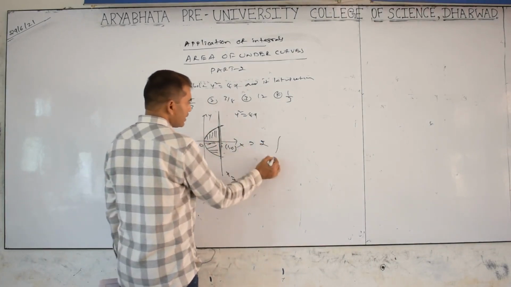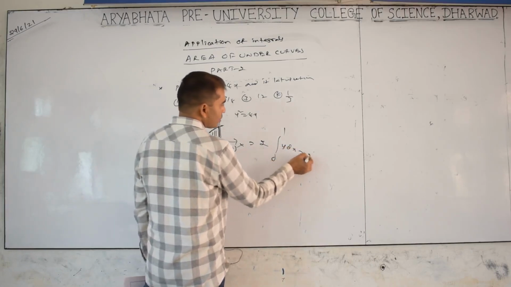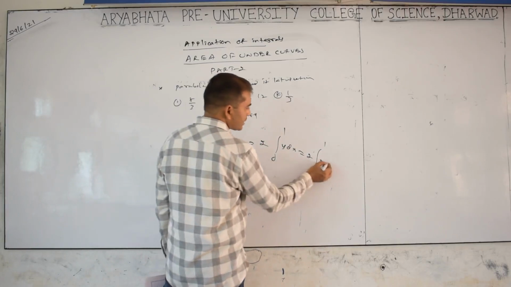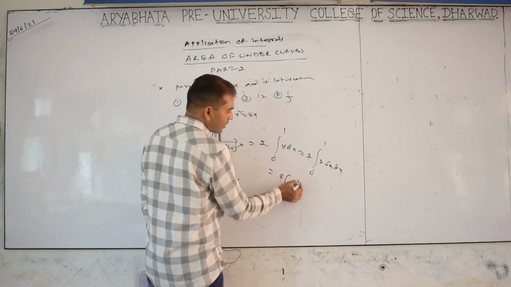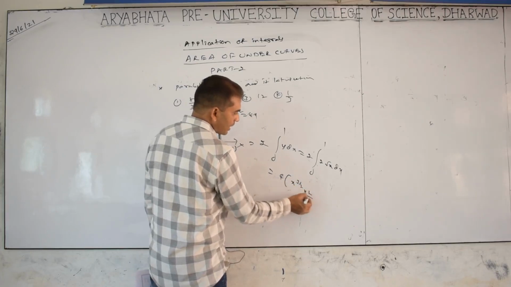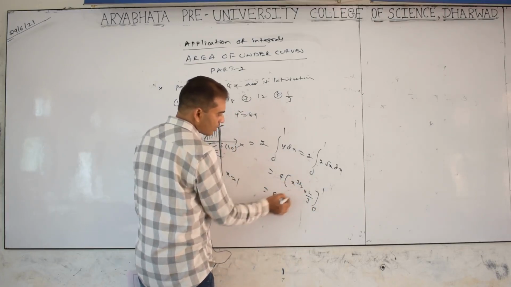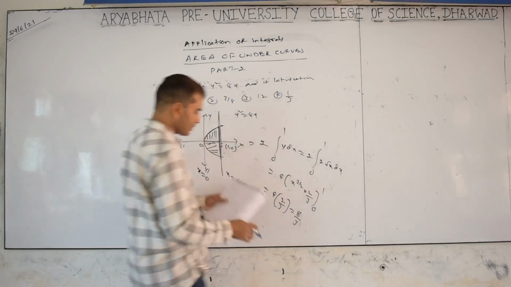It's bounded from 0 to 1, with a small strip y dx. So 2 into integration of 0 to 1, y is equal to root x. 2 into 2 into 2 root x integration, x power 3 by 2 by 3 by 2, that is 2 by 3. Limits 0 to 1, with x equal to 1. The answer is 8 by 3.